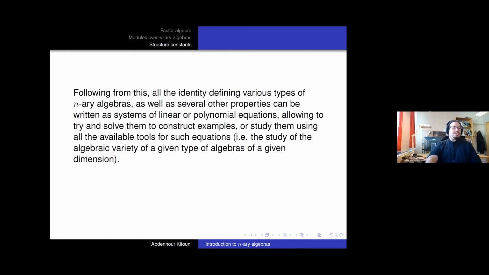applications, so that we can either solve the equations, or study them using the tools that we have for polynomial equations. We can talk about the study of the algebraic variety of a given type of algebras of a given dimension, also over a given field.